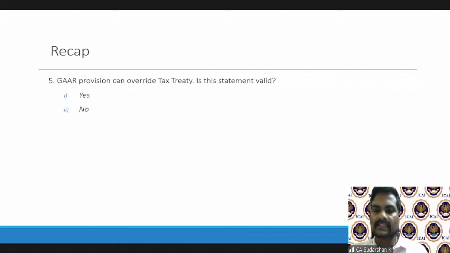GAAR provisions can override tax treaty. The GAAR, as you know, is an anti-avoidance provision available in Chapter 10A. Is this statement valid? We did discuss this and solved a problem specifically on this, wherein the question was: can an assessing officer invoke the general anti-avoidance provision if he believes that the treaty arrangement is to avoid tax? Can my domestic act override the treaty? Is that possible? Yes. Specifically, Section 90 subsection 2A provides in the legislation that GAAR provisions can override the tax treaty, even if the tax treaty is beneficial to the assessee. Still, GAAR will override.